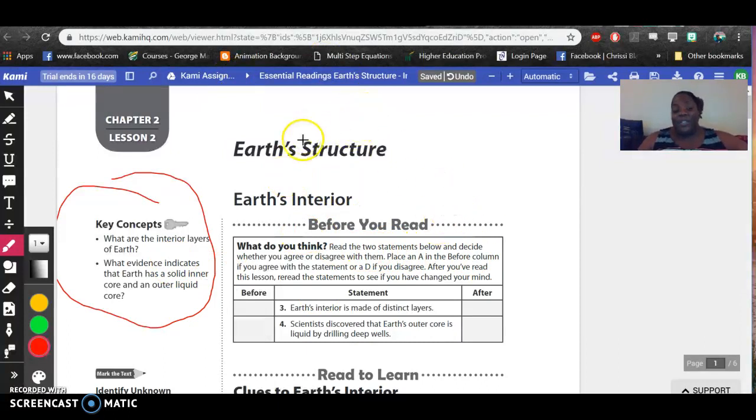These sections or worksheets have a first part that's called Before You Read. It asks you questions before you start reading about the information that's provided for you.